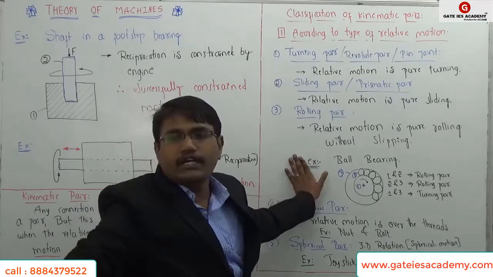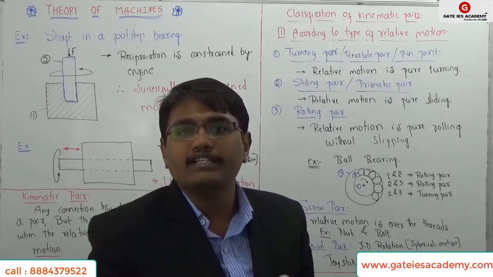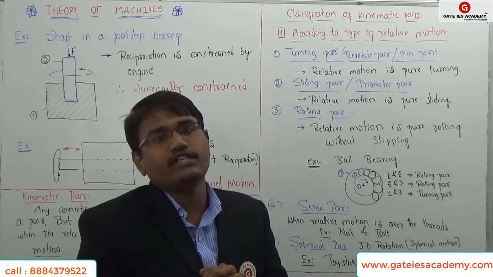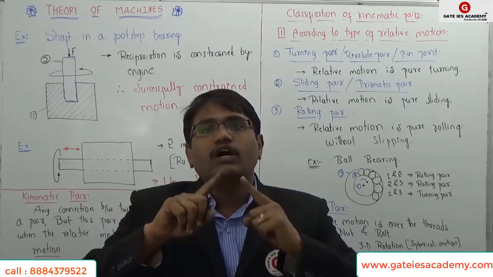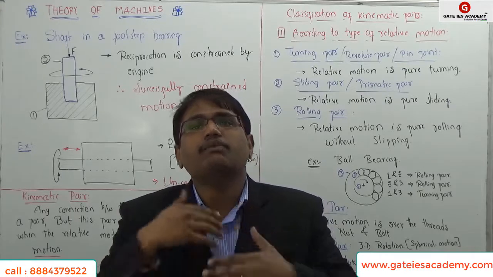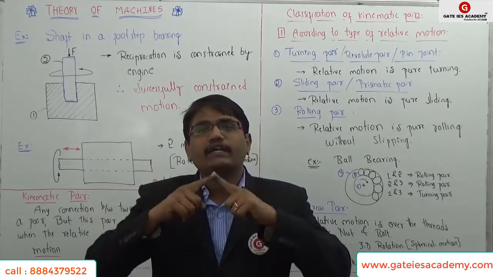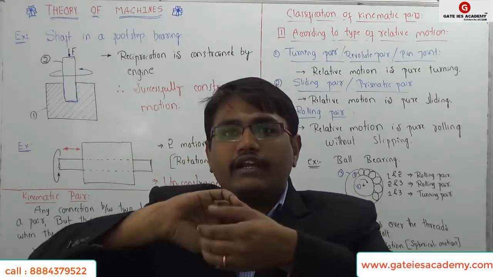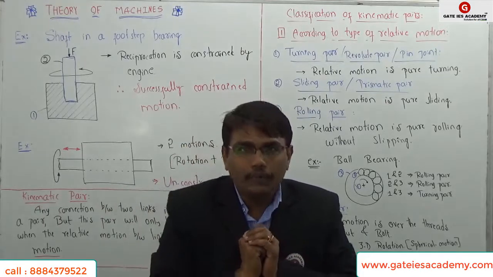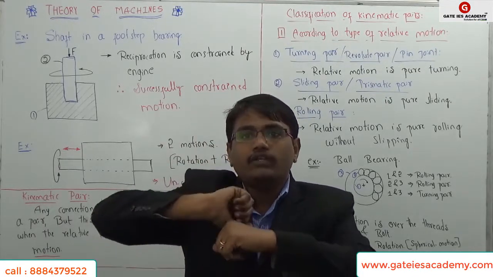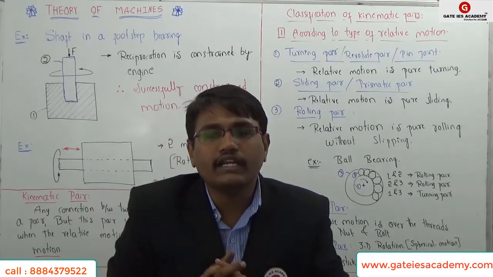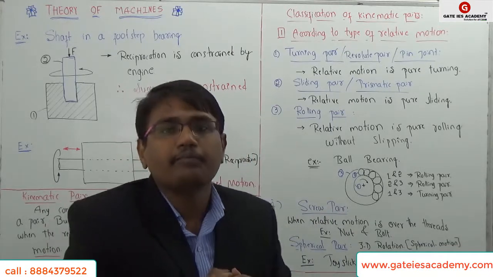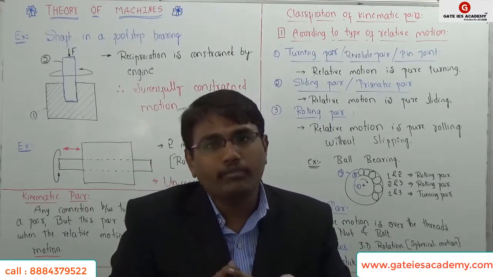Now classification of kinematic pairs: how the kinematic pairs are classified according to the relative motion between the links. For example, when two links are connected by some kinematic pair, is one link sliding over another link, or turning inside the other link, or rolling on the other link, like this, rolling on the other link? So based on the various motions which are possible, we can classify the kinematic pairs as follows.